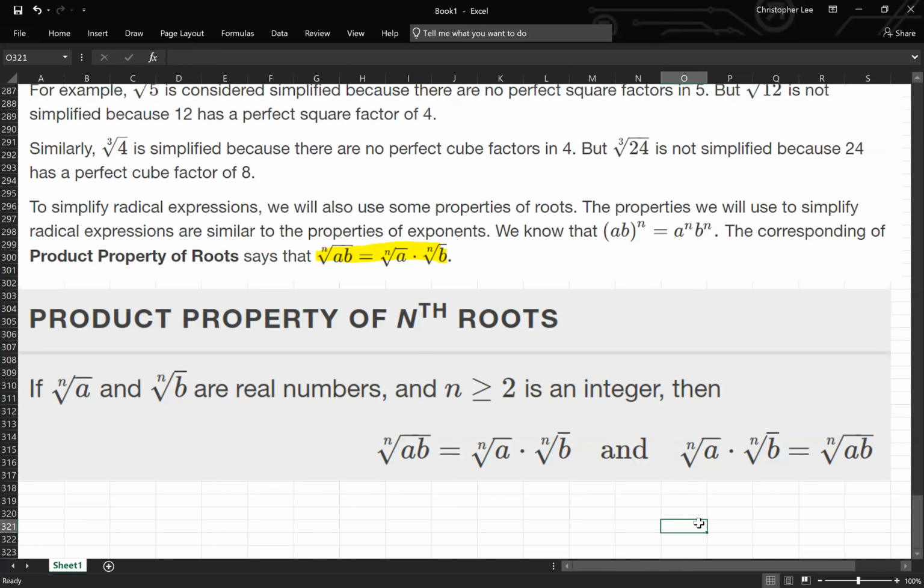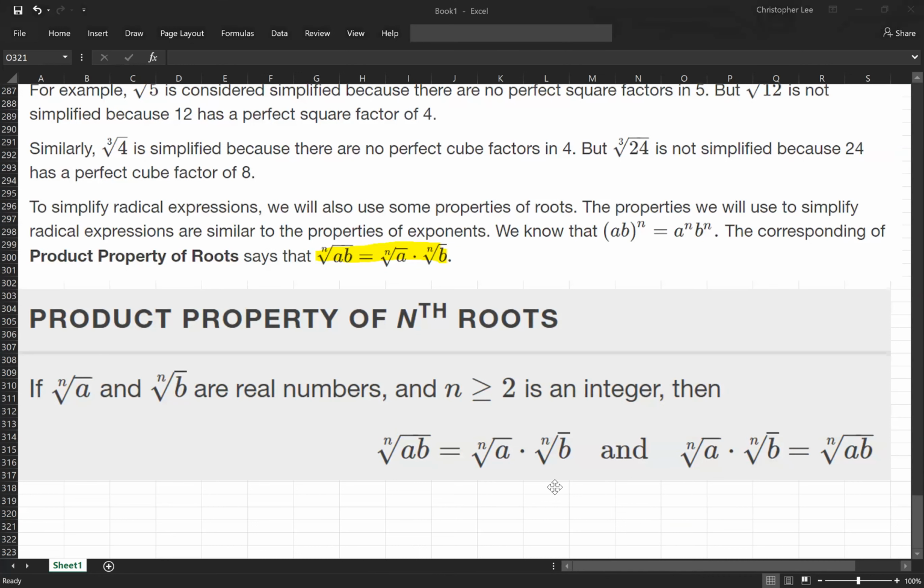So the product property of nth roots, right? If the nth root of a and the nth root of b are real numbers, and n is an integer greater than or equal to 2, then the nth root of a times b is equal to the nth root of a times the nth root of b. And in reverse, the nth root of a times the nth root of b is equal to the nth root of a times b. Where the n is, that's the index number. Inside of it, the radicand.